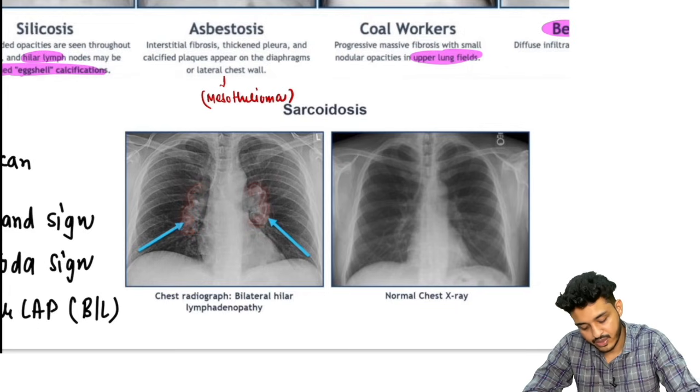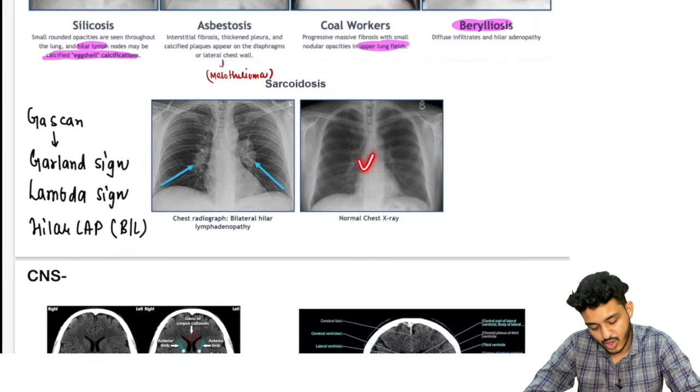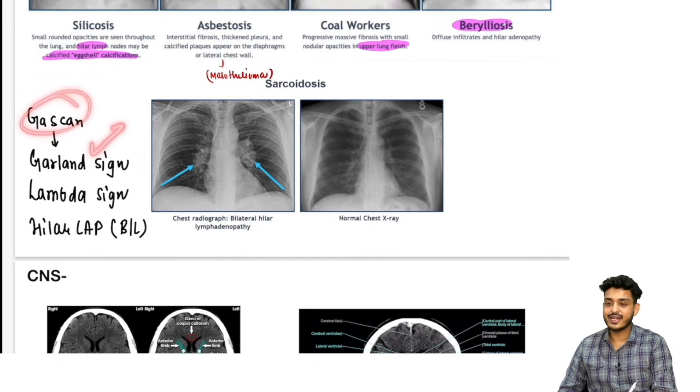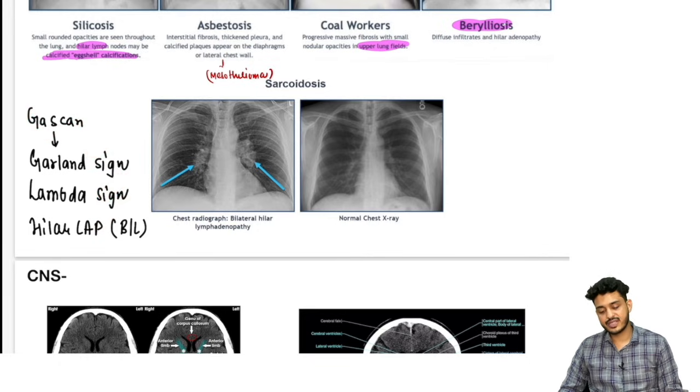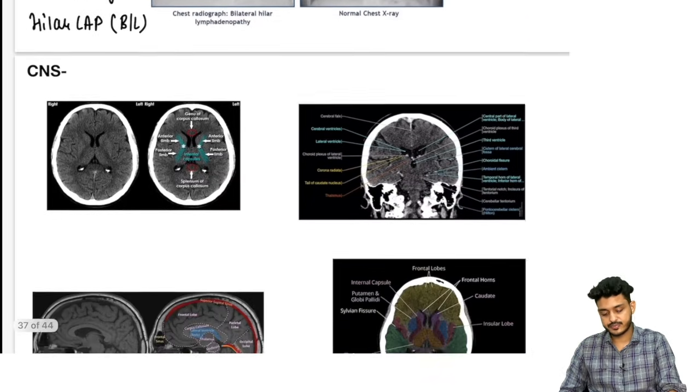This is going to be your bilateral hilar lymphadenopathy, right? This is your normal x-ray. This is the x-ray of hilar lymphadenopathy. On gallium scan you will be finding what? Garland sign, lambda sign, and hilar lymphadenopathy will be there in the cases of sarcoidosis.